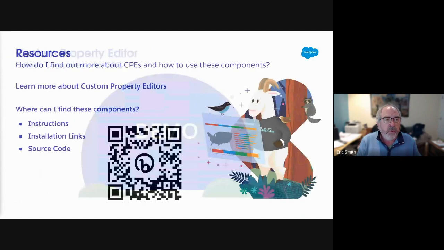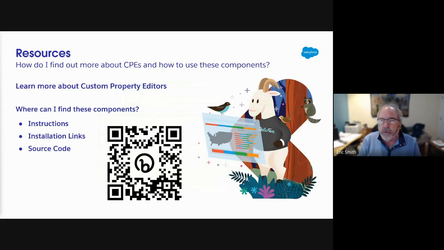But also, if you want the information on these, all you need to do is scan in this QR code, and it'll take you to a page that has the links to the instructions for these components, the installation links, so you can put them in your own orgs, and it has all of the source code that I used when I created these, so you can see how they were built and see if you may want to tweak them to better fit your own needs.